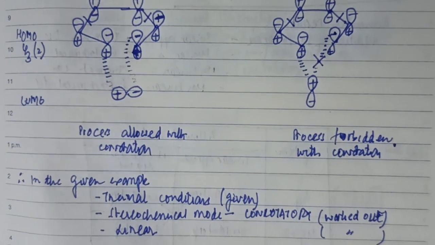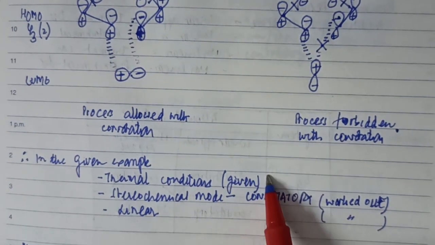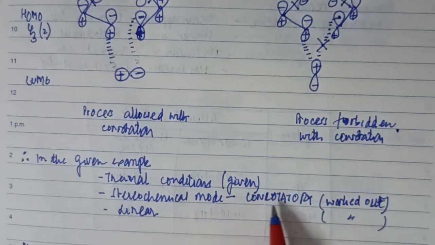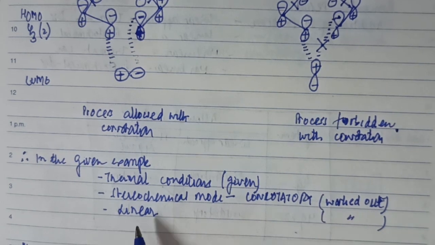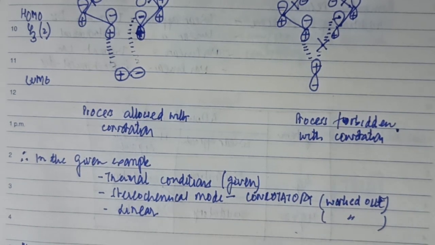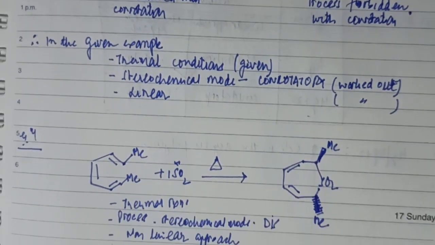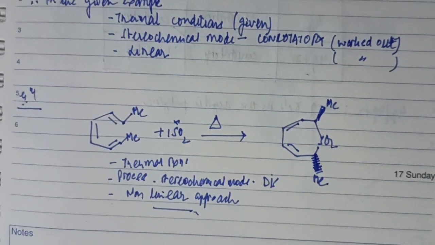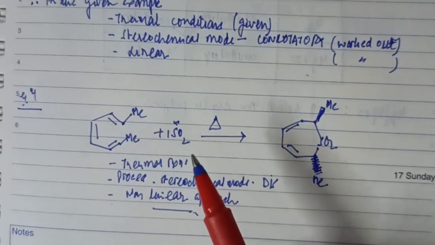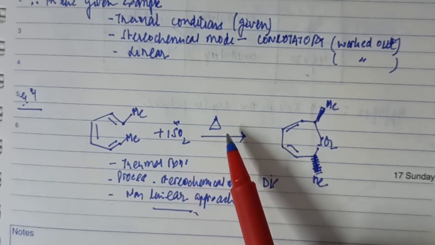Therefore, in this given example, I can say conditions were thermal. These were given to us. We have worked out the stereochemical mode, which is conrotatory, and this is possible under linear approach. Let's say I give another example, example 4. Let's say I put both methyls in this position. Add sulfur dioxide to this under thermal conditions.